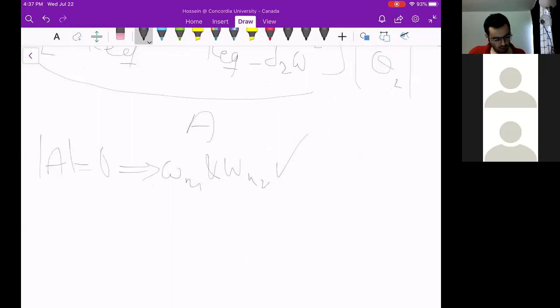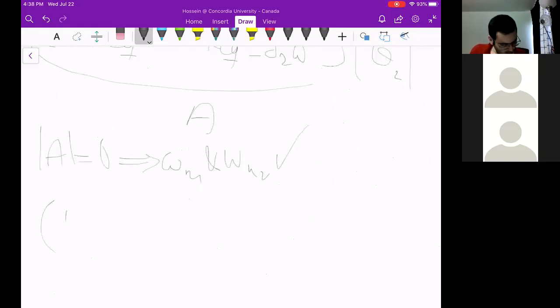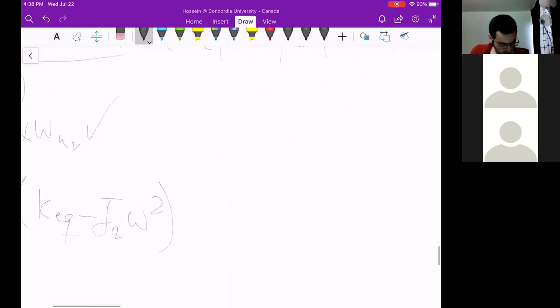So you know how to find the determinant of a 2 by 2 matrix. Simply, the multiplication of the diagonal terms: K equivalent minus J1 omega squared multiplied by K equivalent minus J2 omega squared, minus K equivalent squared is going to be 0.